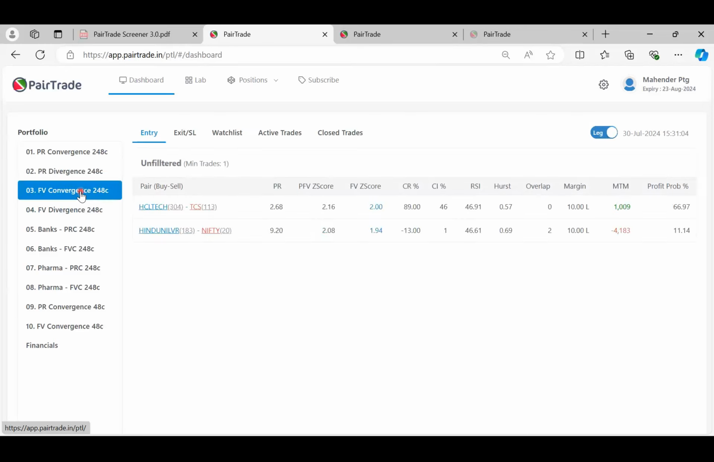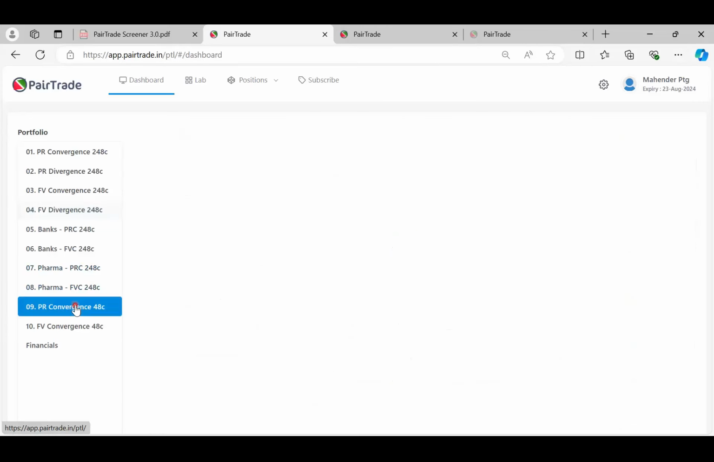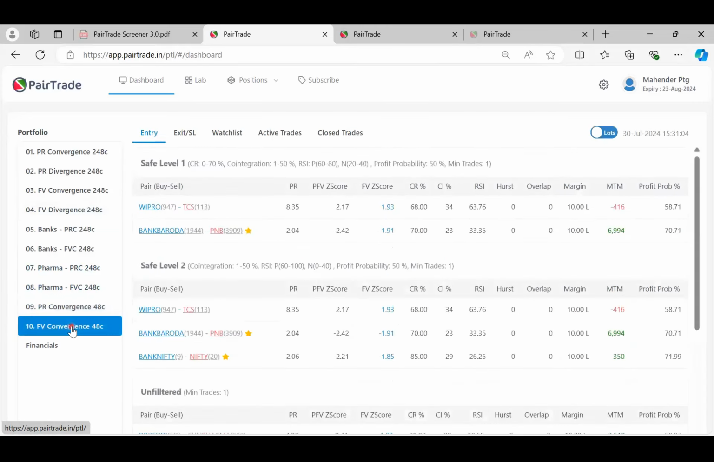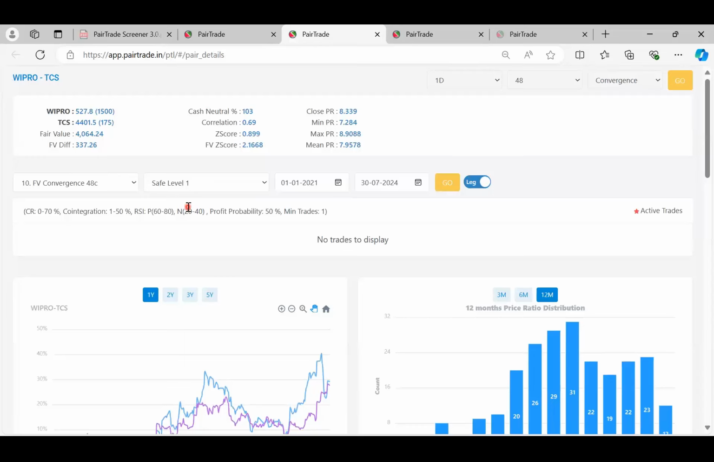If I look at the fair value convergence, here also unfiltered. Similarly, if you see fair value divergence, so many trades have come. If you look at safe level 1, there is an entry which is also rated: Bank of Baroda and PNB, and Wipro and TCS. If I click on this, I'll go to the pair. These are the normal pair values: cash neutrality, correlation, Z-score, fair value Z-score, and minimum maximum.